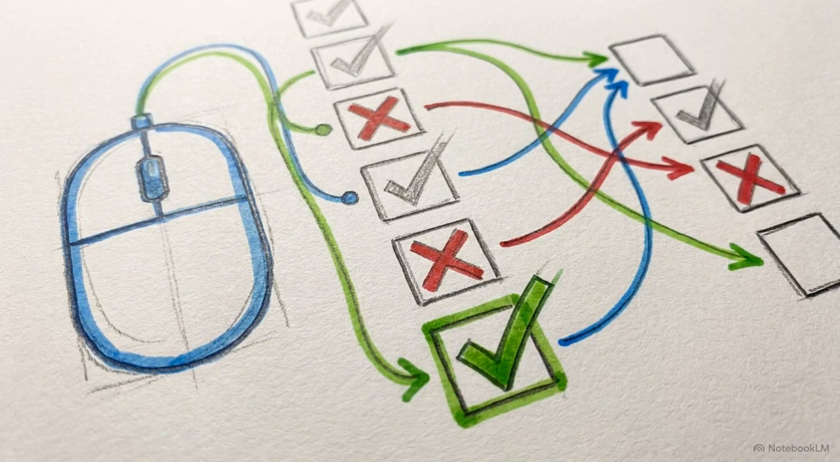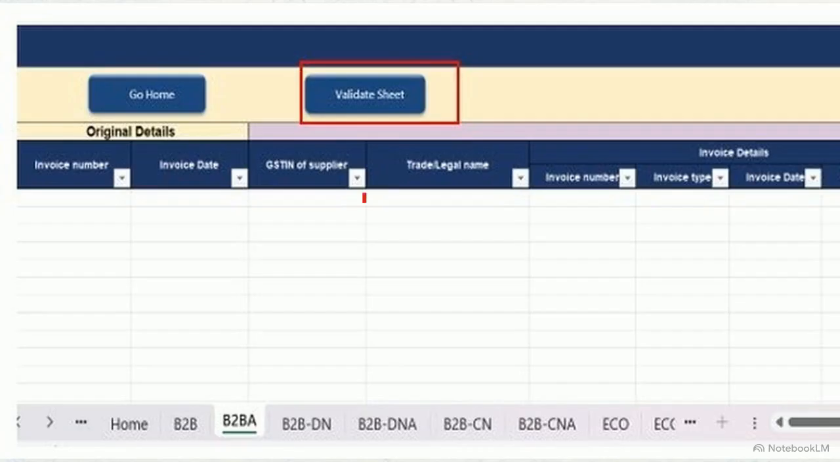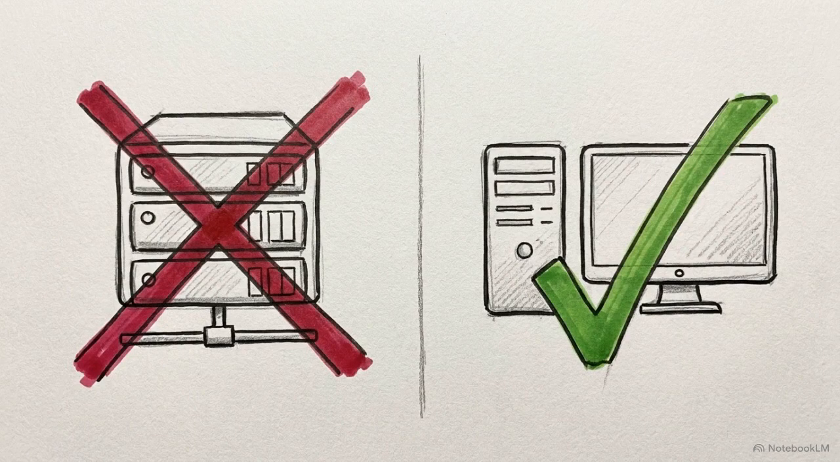After you've categorized every invoice, there is one mandatory safety check before you leave the worksheet. Scroll up to the top and click the Validate Sheet button. This scans your work for any formatting errors. Validating the sheet locally guarantees that the GST portal won't reject your entire batch upload due to a simple typo. Once the sheet validates cleanly, click back to the Home tab and hit the Generate JSON File to Upload button.